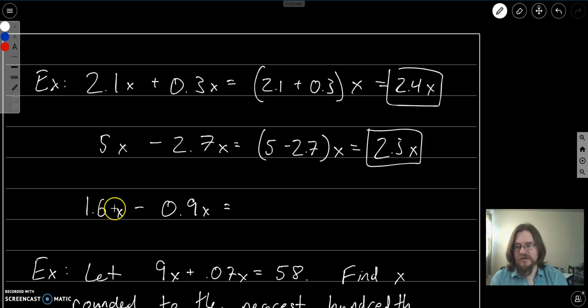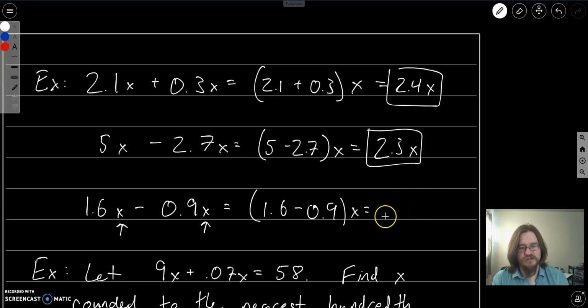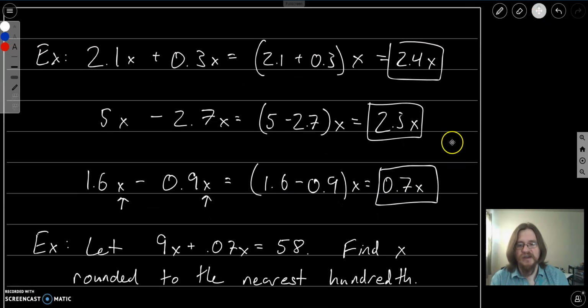And then if I have 1.6x minus 0.09x, again, the x's are exactly the same. This is subtracting apples from apples, for instance. So if I had 1.6 of them and I'm subtracting 0.09 of them, I'll be left with, and again, we can just plug this into a calculator, 0.07 x's at the end. So I will use this in some other examples in the next video.